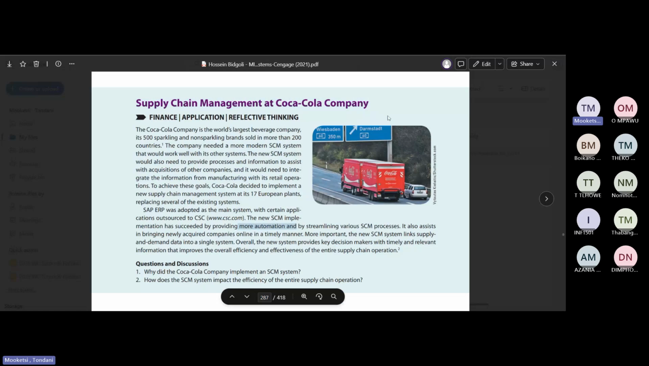So from reading just this case study, you can pick up the components of an ERP system that we were discussing earlier. Integration, automation, and data for decision making, linking of supply and demand in a single system. So all of those are advantages.